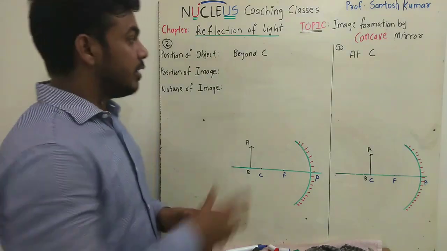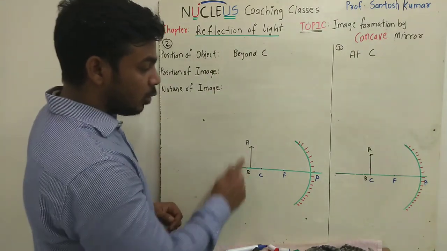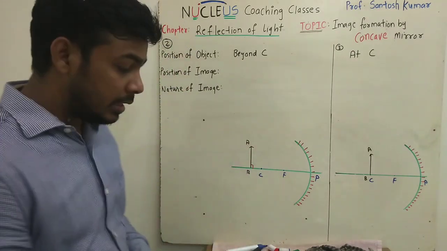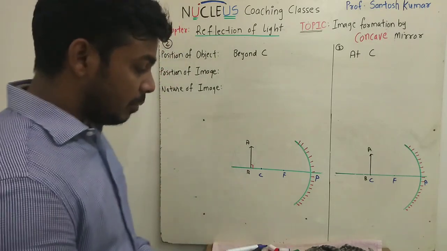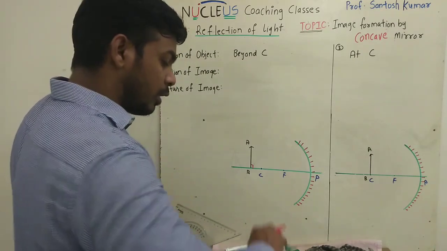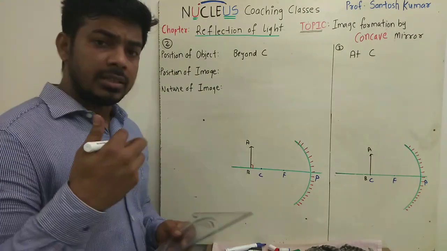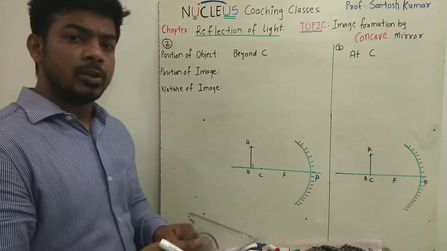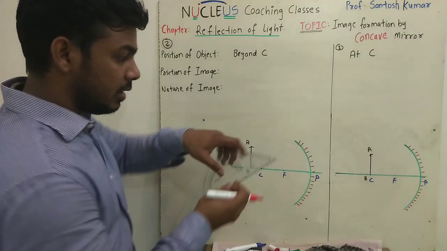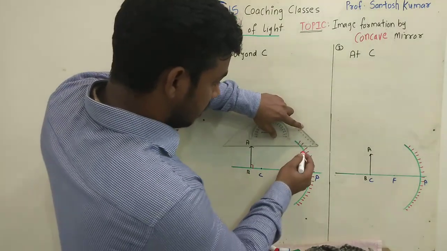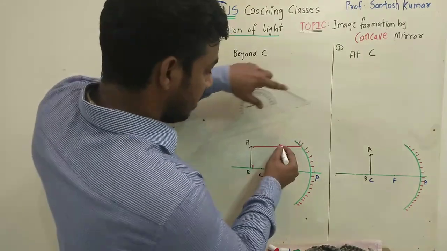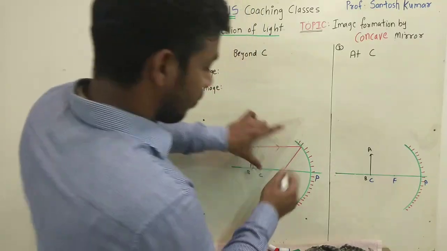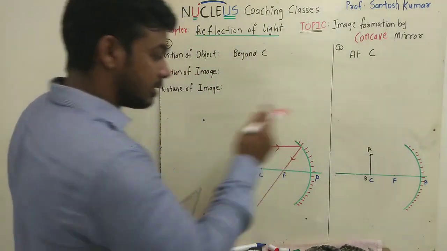Now we have the second case where object is kept beyond C. You can see the object AB placed perpendicular to principal axis and is kept beyond C. Now let's locate the image by the rules. So one of the ray every time you can use is ray passing parallel to principal axis, and after reflection will pass through focus, and other passing through F and then will travel parallel to principal axis. So the standard rules, if I consider, so this is the rule which says that ray traveling parallel to principal axis and then after reflection will pass through F. So I have drawn a standard rule.